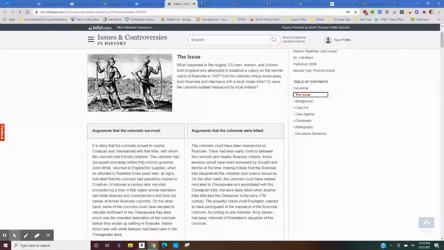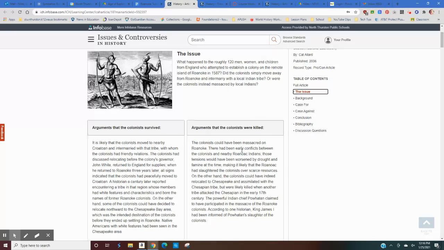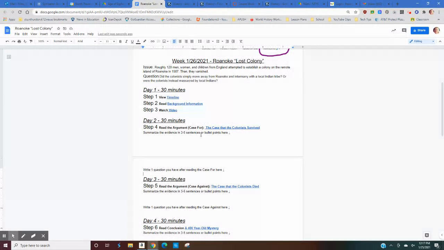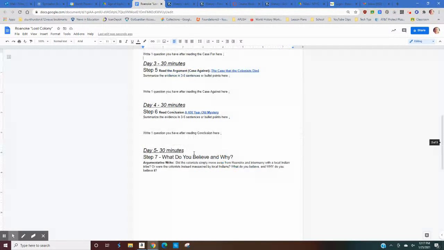You also have the cases for and against here, so arguments that they survived or arguments that they were killed. If you wanted to cheat a little, you could read this instead of the whole thing, because this is kind of a summary, instead of reading the whole case for and the whole case against. So let's go back to the assignment. Then you're going to summarize, like I said, and ask a question.